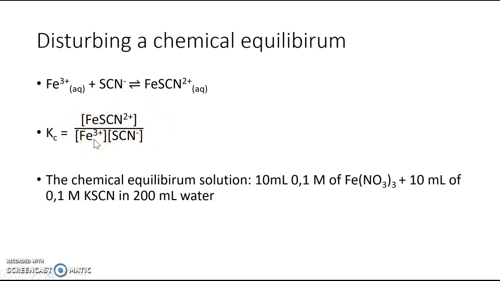So we started the experiment off by making this equilibrium solution, which is the same amount of both the iron nitrate and the potassium thiocyanate, which is 10 milliliters of 0.1 molar in 200 milliliters of water. And the reason why we have the same amount is because, as I said before, we need to have the same ratio for them to reach equilibrium from the start. And we're going to use this solution as a reference point.